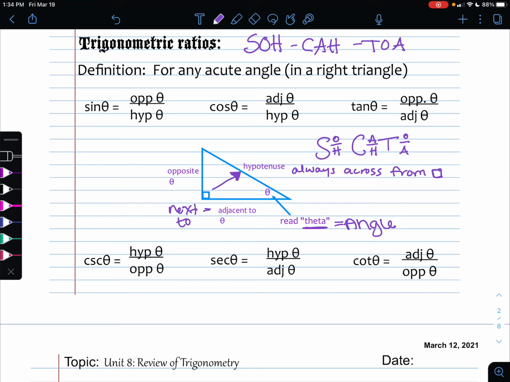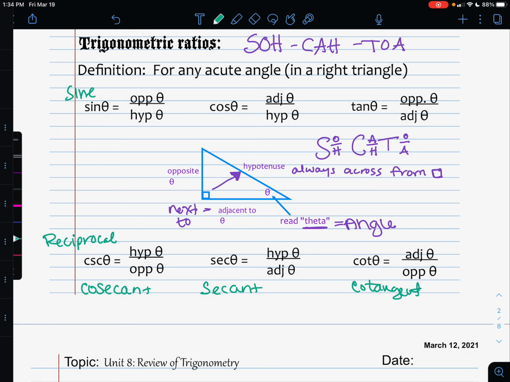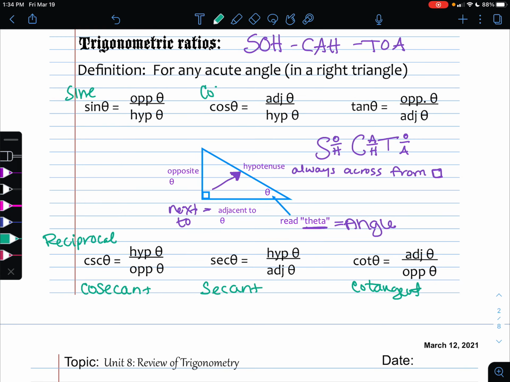These 3 at the bottom are the reciprocals, that word that we've heard before, reciprocal of sine, cosine, and tangent. And they are cosecant, secant, and cotangent. Okay, and hopefully remember that this is the word sine, because Mrs. Vogt for sure will be annoyed with you when you call it sin. And this is cosine, and this is tangent.